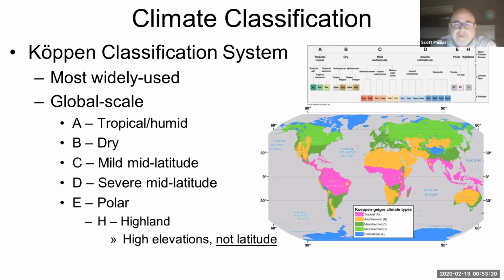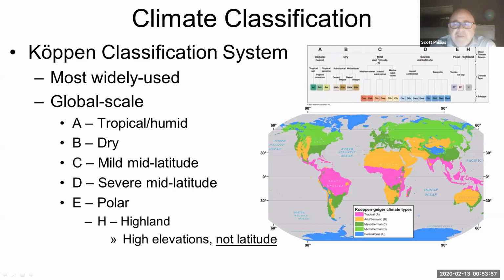And the system that we use most often in geography is the Köppen or Köppen-Geiger classification system. Usually we just call it the Köppen one. And this is the most widely used system for classifying climates on a global basis. What's nice about it is it's based on temperature and precipitation records, and those are easy to get. And because they're easy to get, people record temperature and rainfall all around the world, that this is a classification system that is used worldwide. It's a global scale system.